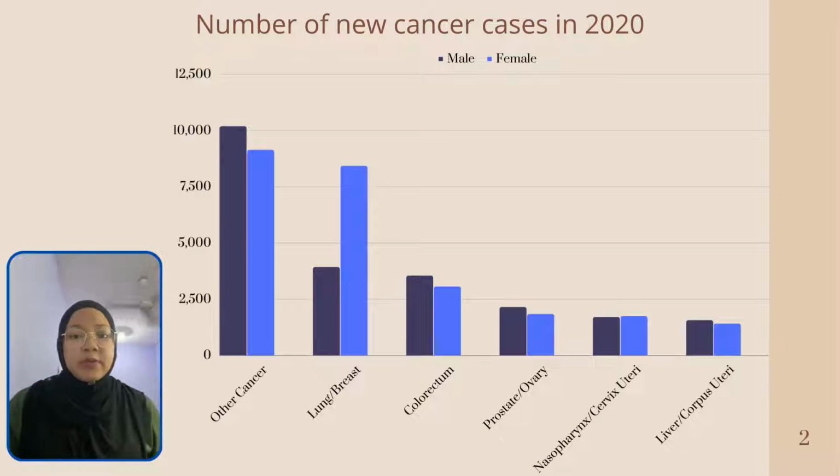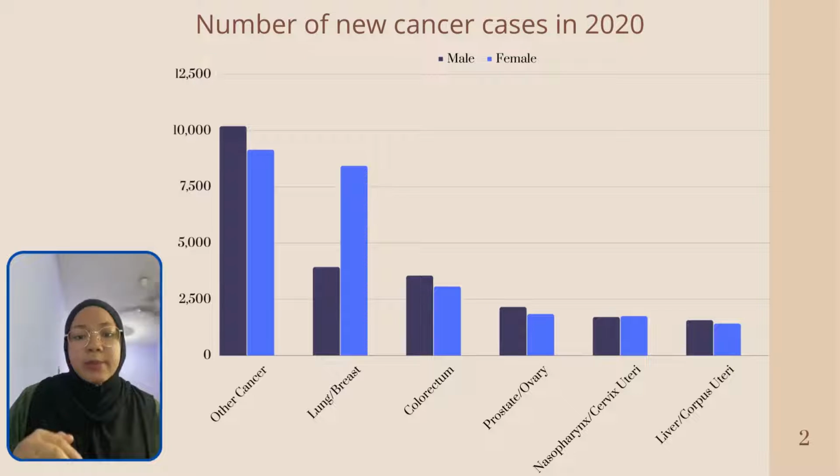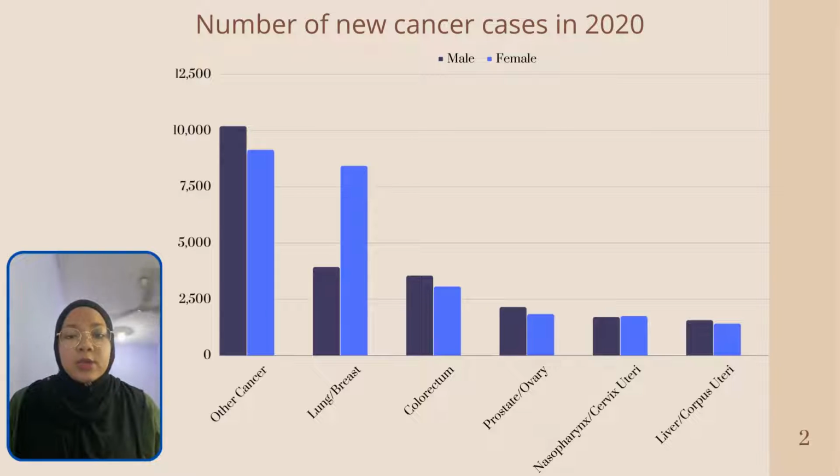There are significant differences between male and female in the case of lung and breast cancer, 4,493 or 36.4%. Last but not least, in the other cancer cases, females are lower than males, which is 9,135 over 10,185, or can be said 47.28% over 52.71%. Not only that, it is also the highest case compared to the other cancer cases.